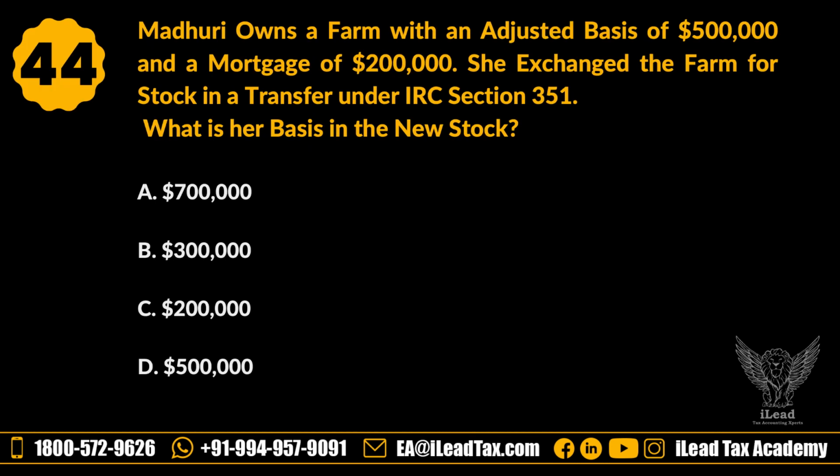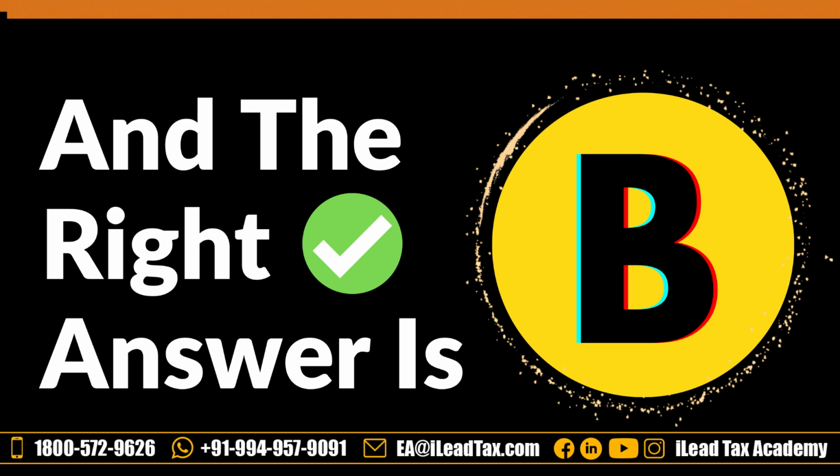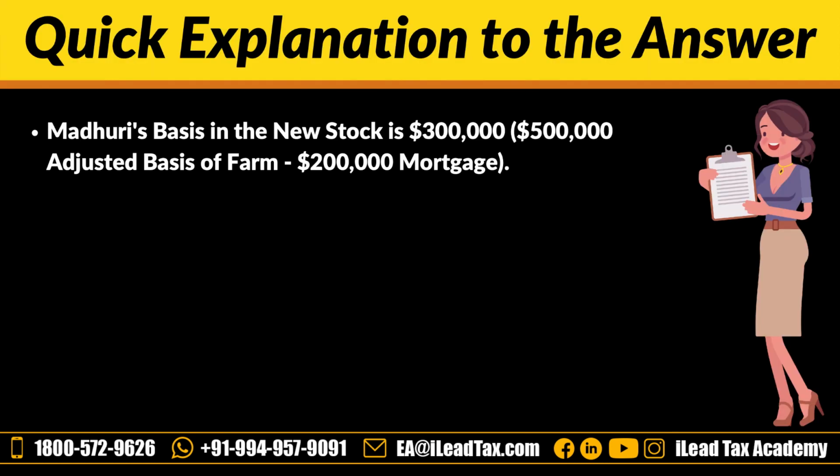Madhuri owns a farm with an adjusted basis of 500,000 and a mortgage of 200,000. She exchanged the farm for stock in a transfer under IRC section 351. What is her basis in the new stock? Let's see the options. Option A 700,000, option B 300,000, option C 200,000, option D 500,000. Let's see the answer. The answer is B, 300,000. Let's see why it is B.